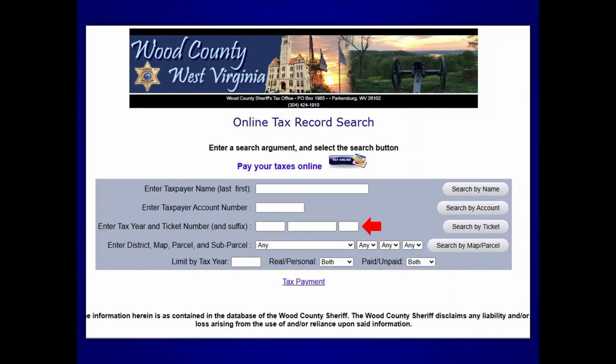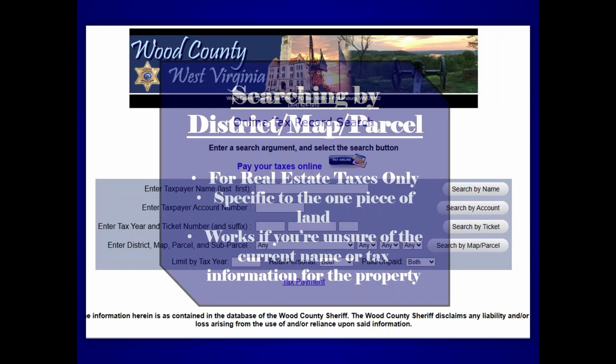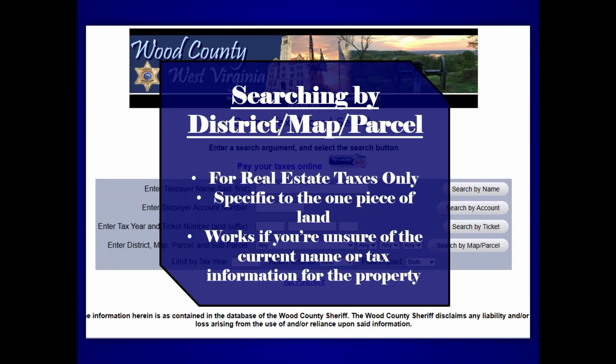To use this method, type in the full tax year, the entire ticket number as shown on the statement, and then the suffix. Not all property taxes have a suffix. They're mostly found on supplemental personal property taxes, with the suffix being S. After inputting this information, click the Search by Ticket button. This is an excellent option for finding out the current amount due for the tax year, especially if the taxes are delinquent.